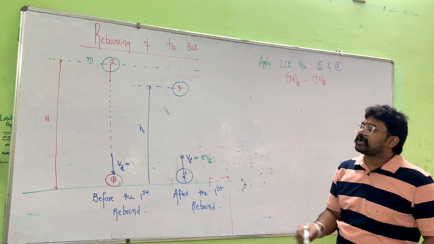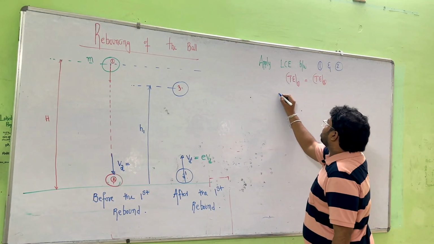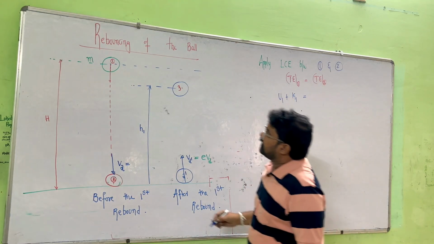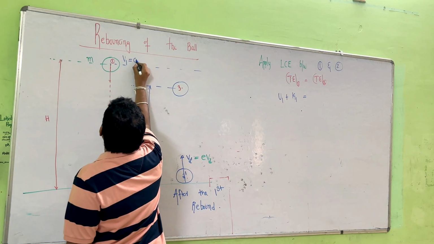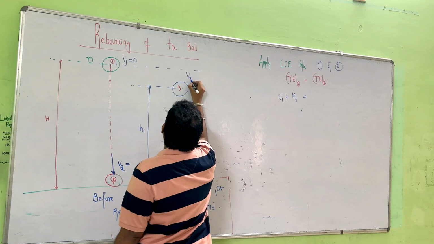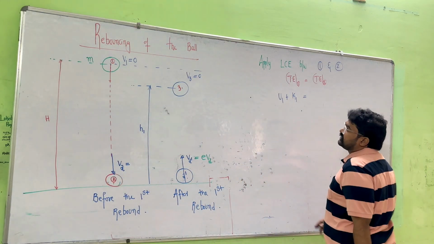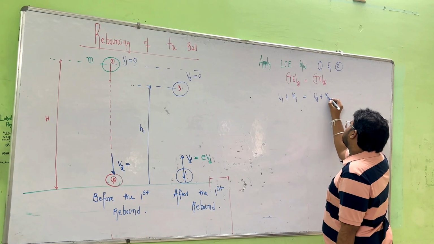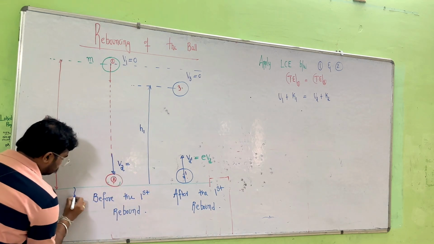Okay? If we apply conservation of energy between 1 and 2, what do we get? Potential energy plus kinetic energy is equal to, here v1 equals how much? What is the velocity? 0. v3 equals how much? 0. Okay? So U1 plus K1 equals how much? Potential energy plus kinetic energy. What is the potential energy? This is the reference.